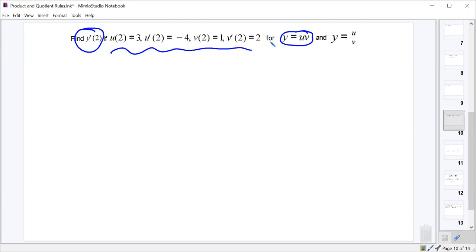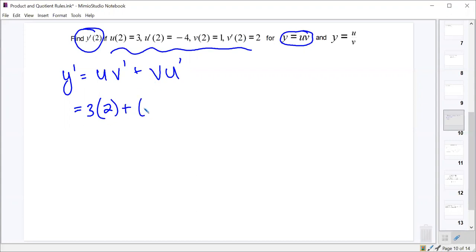Product rule. So y prime should just be u times v prime plus v times u prime. And if we want to find out what y prime at 2 is, then we just figure out what all of these are at 2 and evaluate. So u of 2 is 3. v prime of 2 is 2. v of 2 is 1. And u prime of 2 is -4. So this is just 6 minus 4, or 2. Easy enough?